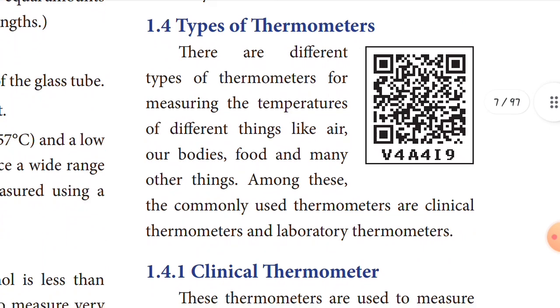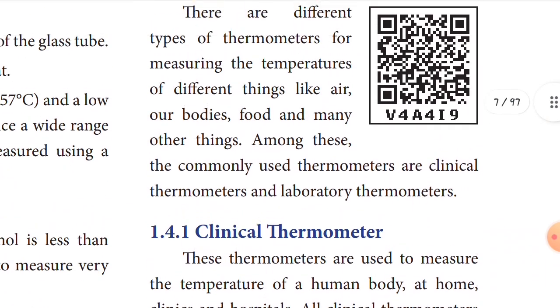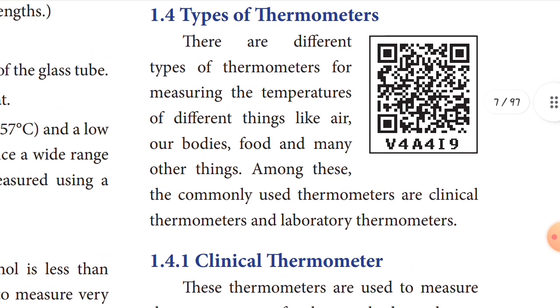And next, the important topic, types of thermometer. Children, there are different types of thermometers for measuring temperature, for different things like air, our bodies, okay, human body, food and many other things. Among these, the commonly used thermometers are the clinical thermometer, which we use in hospitals, okay, and the laboratory thermometer. What are the 2 types of thermometer, children? One is clinical thermometer, another one is laboratory thermometer. This is clear to children? Yes.